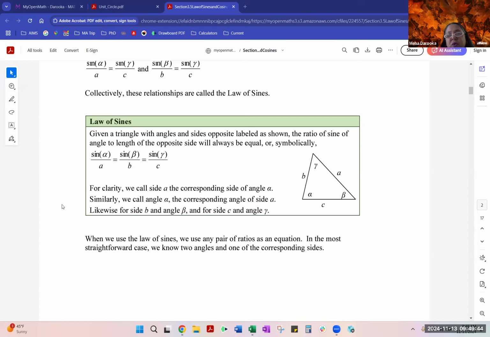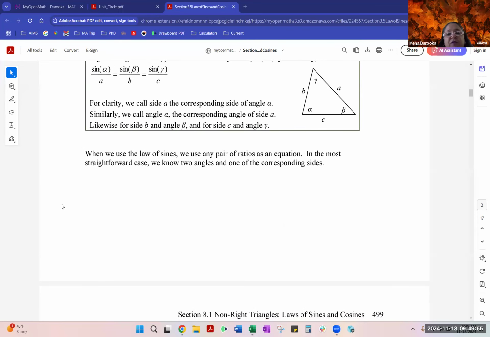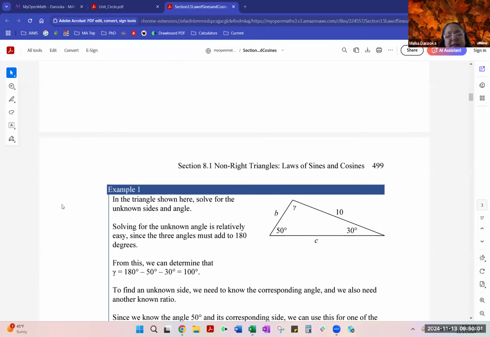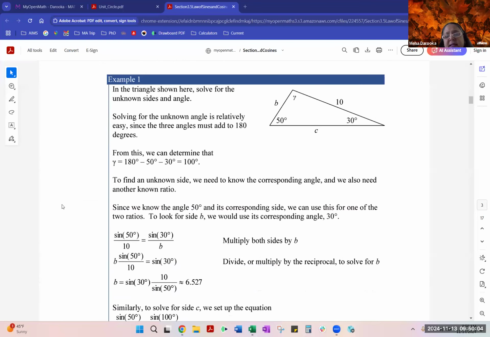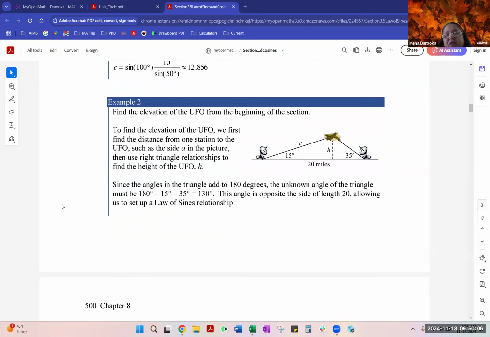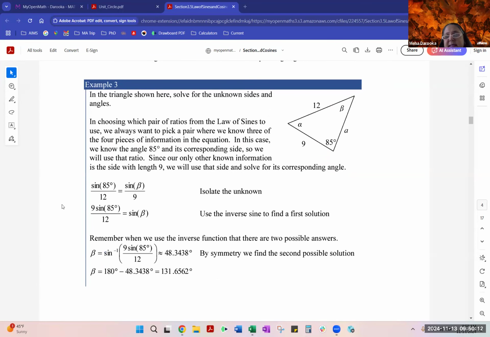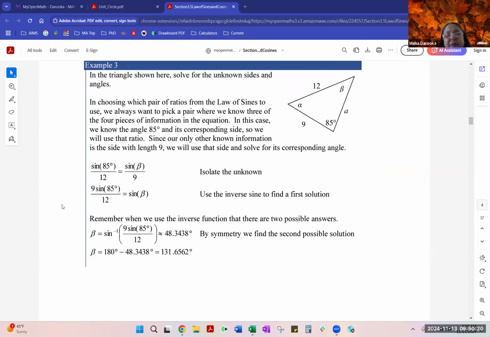So, if you just look at two of those ratios, as long as you know three quantities, you can find the fourth unknown, right? And then we can kind of build it up from there. So basically, the idea is you should know two angles and one corresponding side, which is kind of what we had done in this example over here. So two angles, one corresponding side. Or as we had seen in this last example, where we had two known sides and one of the corresponding angles.